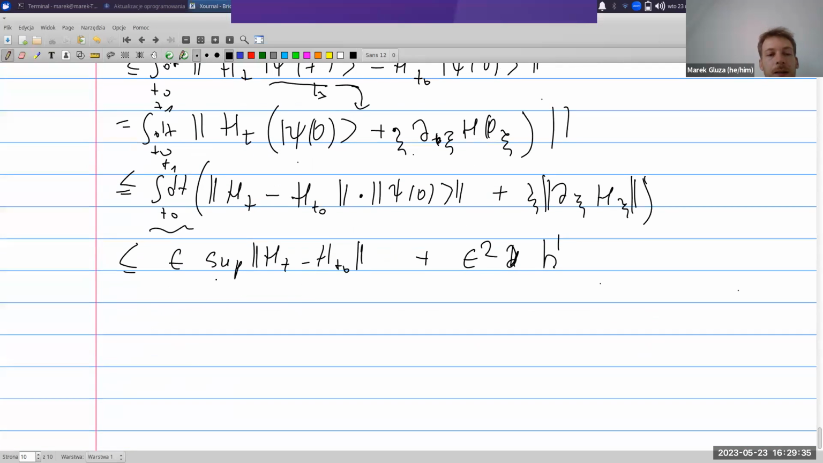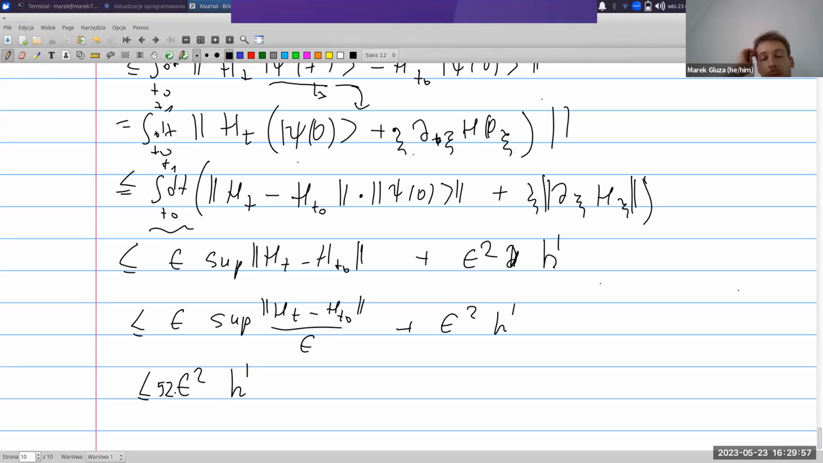And the supremum here I could multiply in psi, and then I have the supremum of ht minus ht0 divided by epsilon plus epsilon squared h prime. And if I would do it more carefully, I would get epsilon squared times 52, whatever. I would need to link this finite difference quotient to h prime, but this can be done. Okay. So we have the correct scaling in epsilon, and we are relating this to the changes in the Hamiltonian over time.